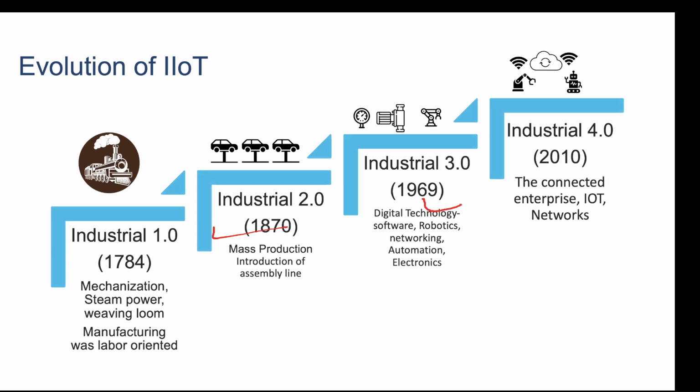Industry 3.0, around 1969, involved the advancement of electronics and industrial robotics. This simplified, automated, and increased production. However, the operation remained isolated from the entire enterprise network. So this was still running in silos.